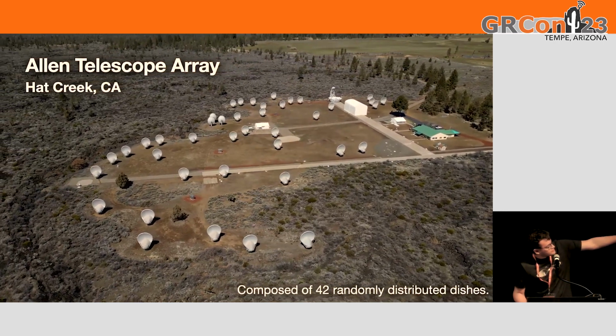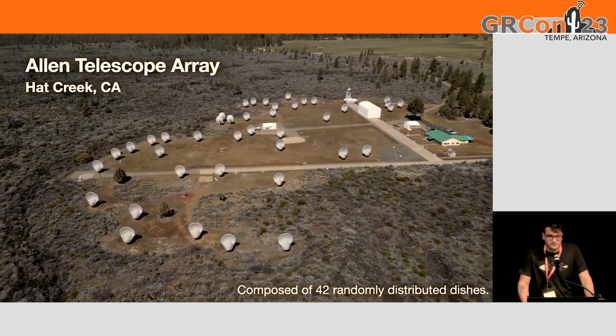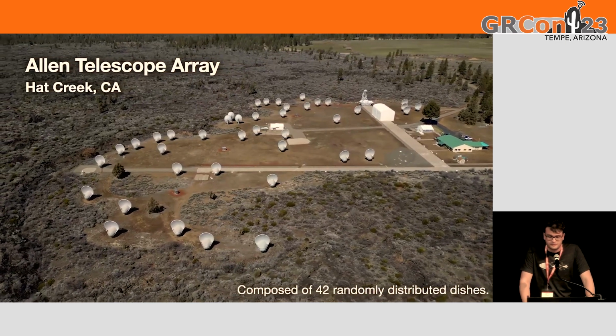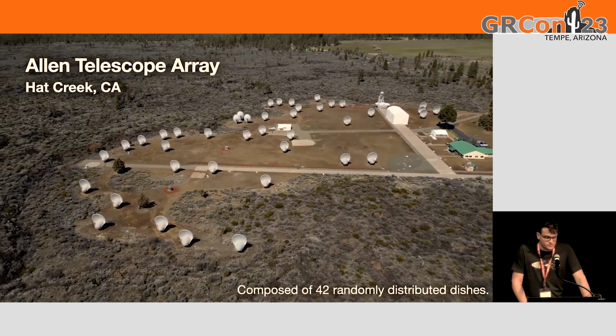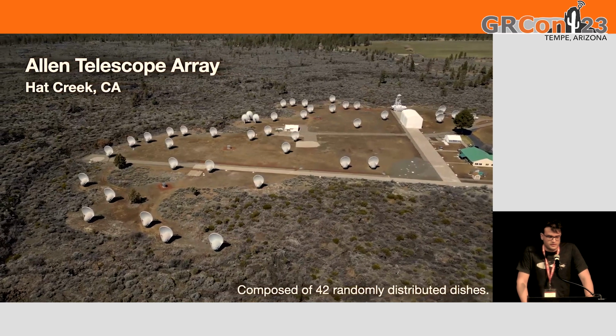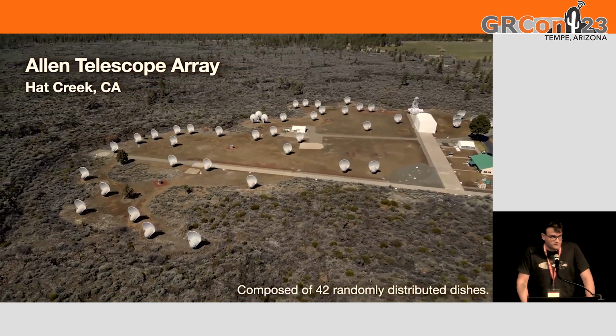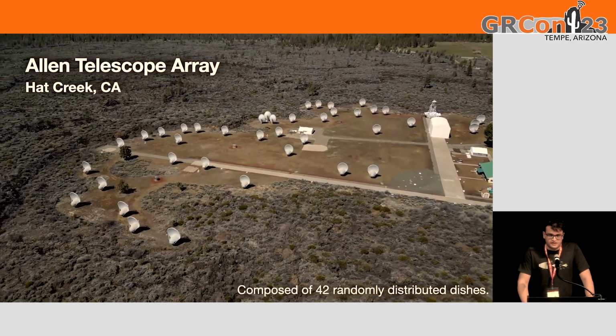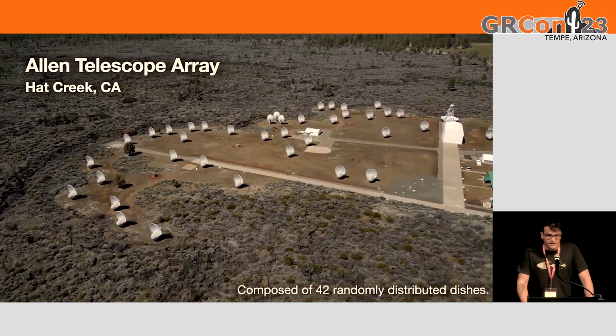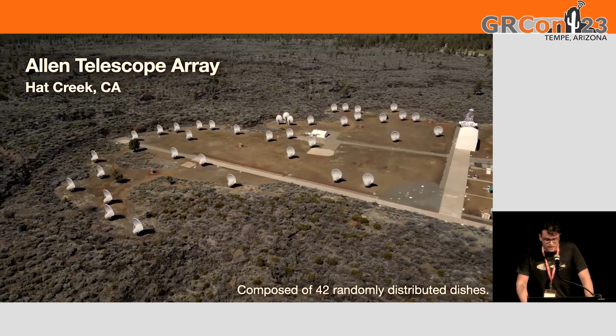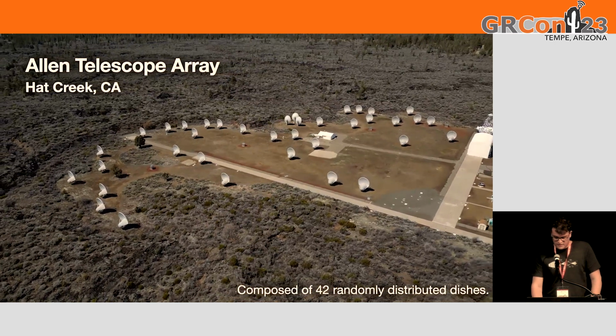Here, that house over there with the green roof is the signal processing center of the Allen Telescope Array. That's where all the signals go with RF over fiber, and the signals are digitized and processed with our in-house data center that I will talk more about.